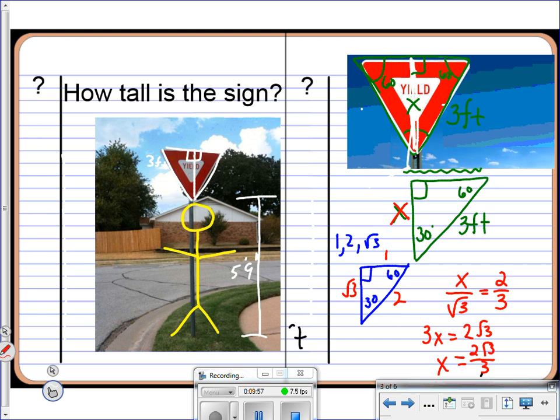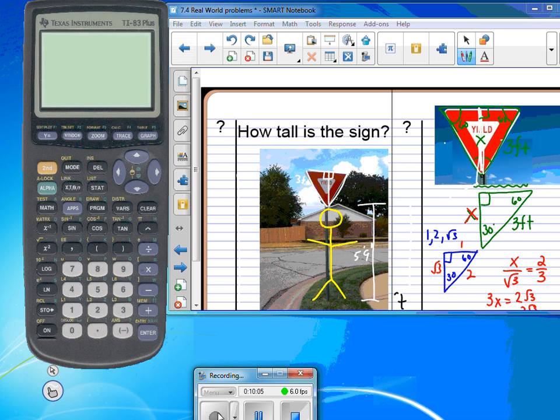Since we're talking about an actual length, I'm going to go ahead and use my calculator and find out what that is as a decimal. All right, so I essentially have 2 times the square root of 3. Okay, I'm going to close my parentheses there. And then it's time to divide that by 3. I want to show you something. This is going to create an error in what the real answer is.